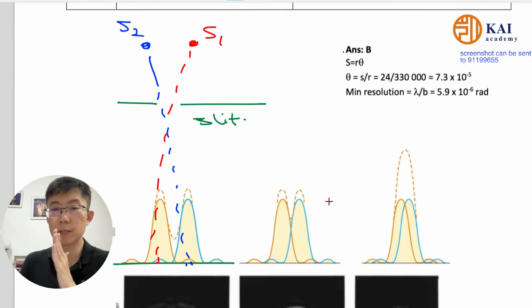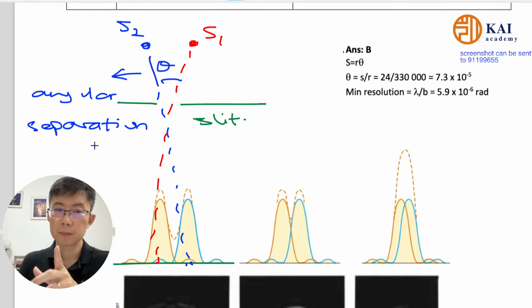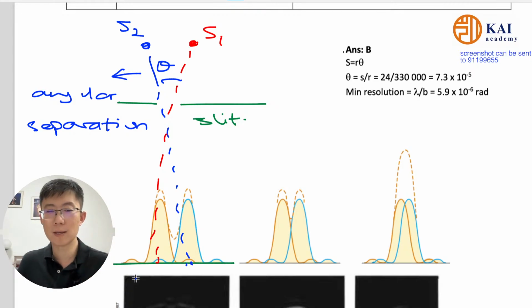Now without any formula, think of it this way. If these 2 sources are very far apart, that means this angular separation, the angle between the 2 sides, is called the angular separation. If the angle between them is very large, then the 2 single slit diffraction patterns that you see on the screen will also be very well separated. We call that well resolved.